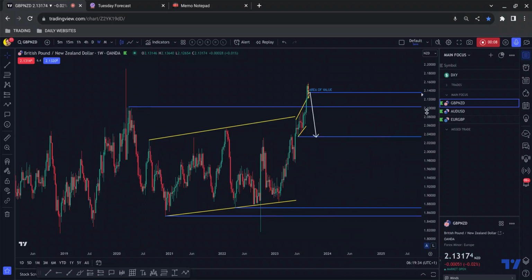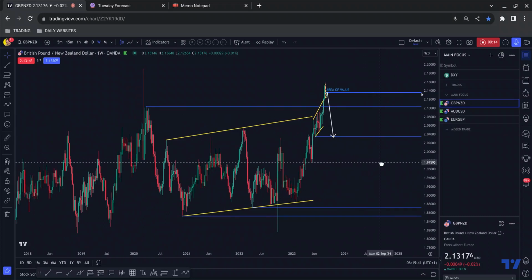So I have three pairs on watch today. Those are pound Kiwi, Aussie dollar and Euro pound. A lot of what I was anticipating yesterday has actually manifested because of the bank holiday, most likely. In the UK we had a lot of sideways price action, so I'm going to talk you through these pairs now and what I'm going to be looking for today.